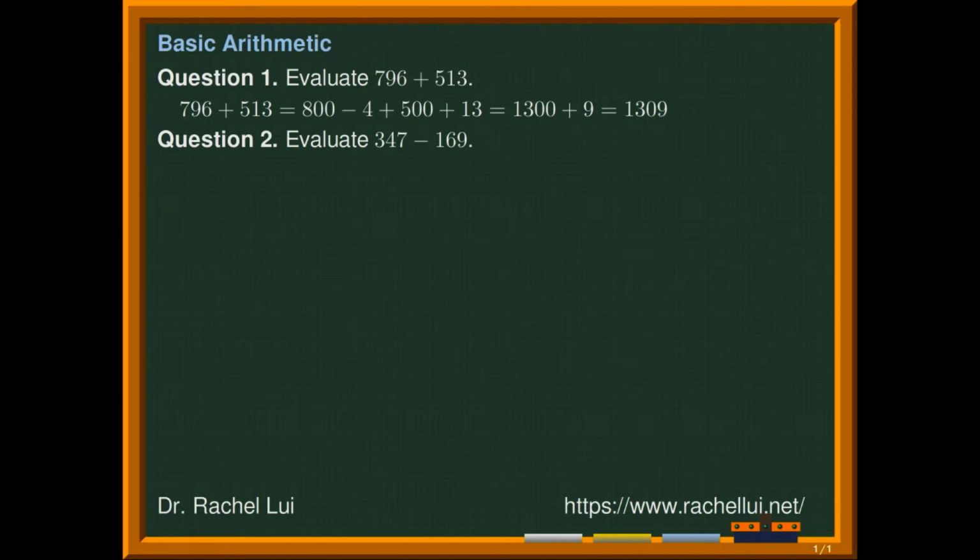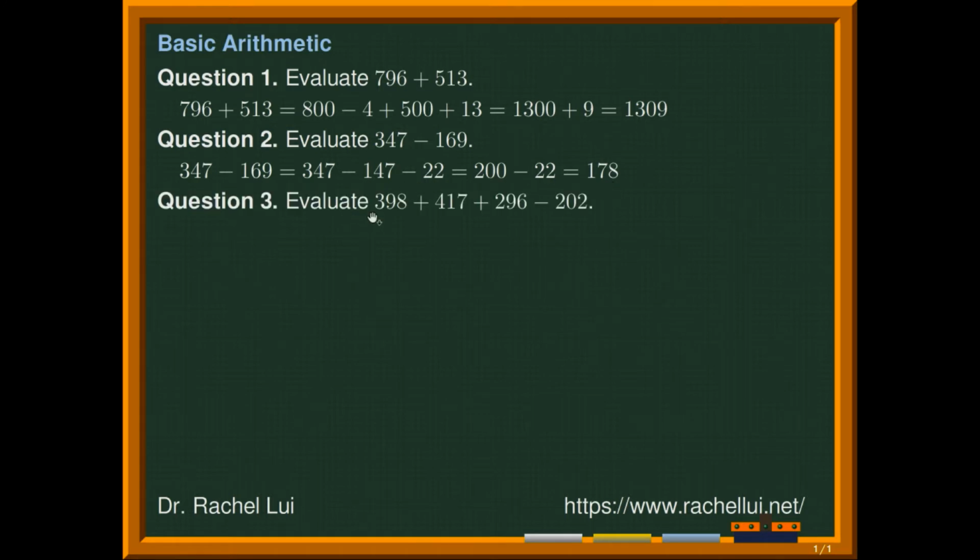Question number 2. Evaluate 347 minus 169. So when we work on these questions, I'm going to break down minus 169 into minus 147 and then minus 22. The reason that I choose minus 147 is because I wanted to cancel out 47 in 347. So right now I have 347 minus 147, which is 200, and then 200 minus 22, which is 178.